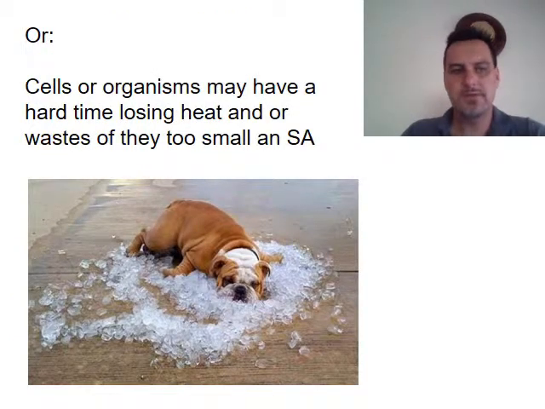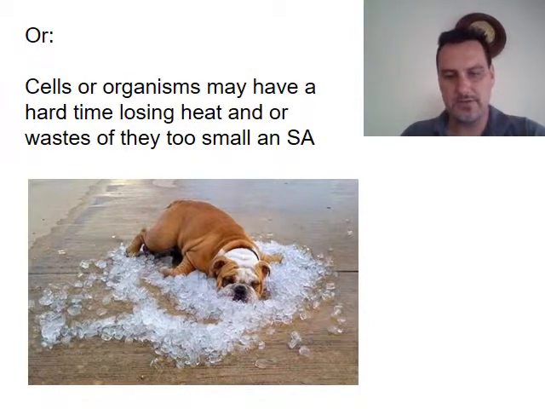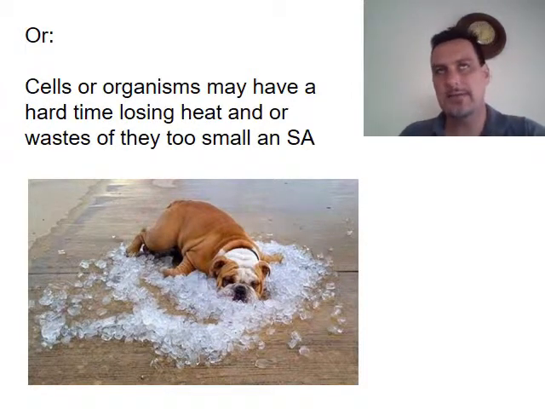Now on the converse side to this is that if you are too big, and as I was saying before, you may have a hard time losing that heat or losing wastes or something like that. And this is shown quite beautifully by our slightly overheated dog here laying in the ice. So this once again emphasises the idea that you actually have to come up with a balance. So you have enough surface area that you can keep yourself alive or keep the cells alive.